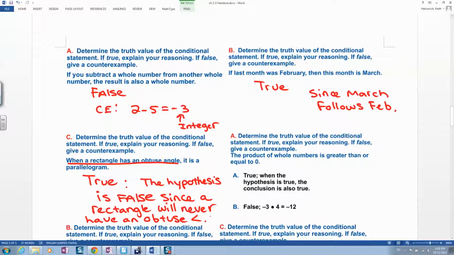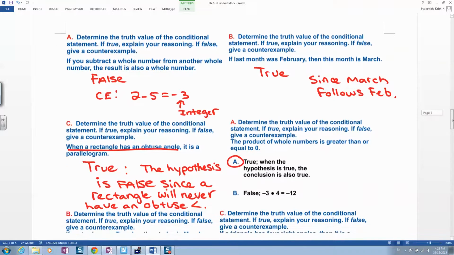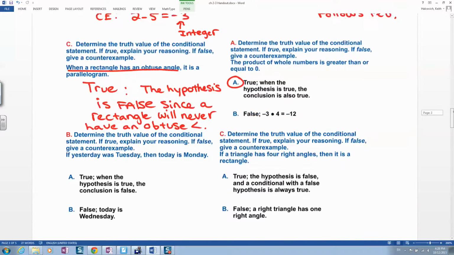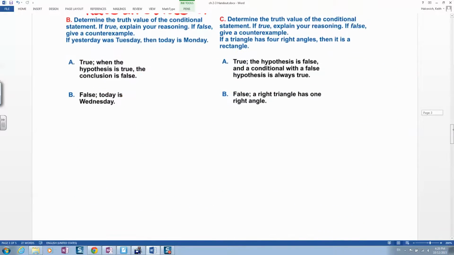All right, the next one: determine the truth value of the conditional statement. If true, explain your reasoning. The product of whole numbers is greater than or equal to 0. That is true. If you have two whole numbers, the product is greater than or equal to 0, because remember, whole numbers are only positive.